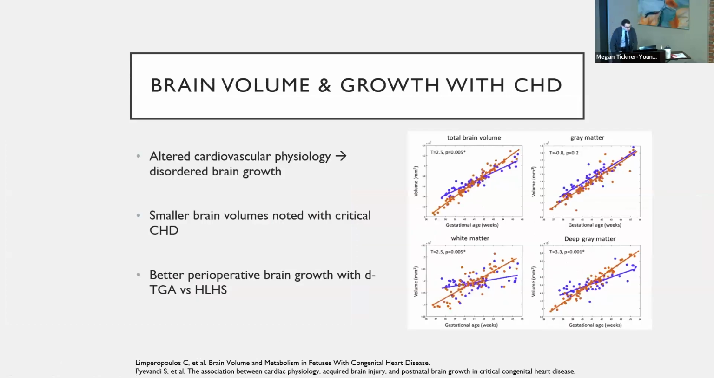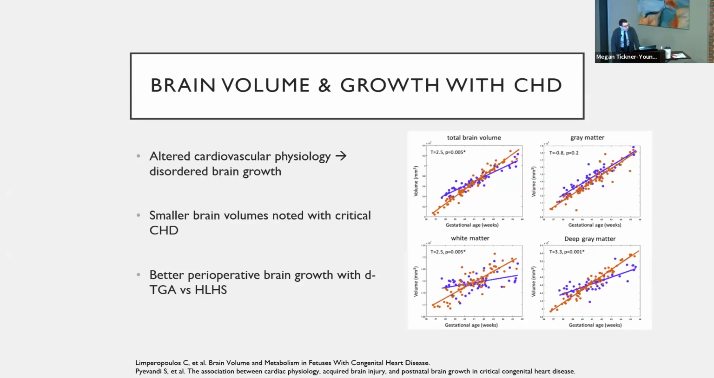What's interesting is that head circumference has been known to be smaller in fetuses with hypoplastic left heart and transposition. When you look at more recent studies evaluating actual fetal brain volumes with MRI, there are smaller brain volumes in fetuses with critical congenital heart disease, particularly hypoplastic left heart and dextrotransposition of the great arteries. And it's thought that the altered cardiovascular physiology leads to disordered brain growth.